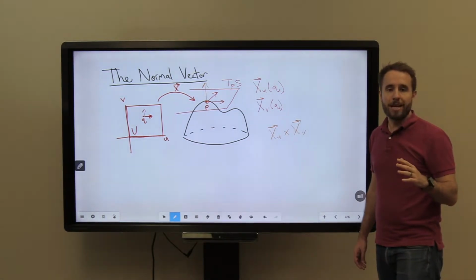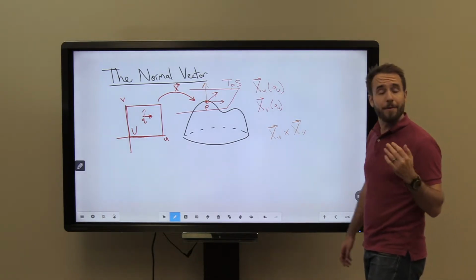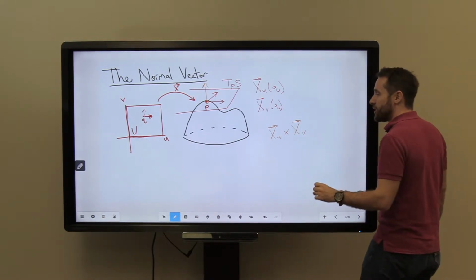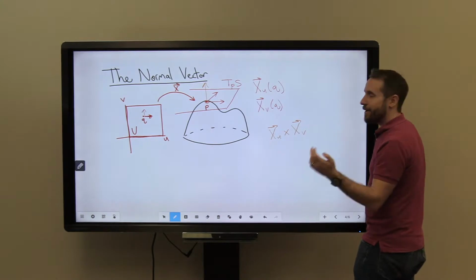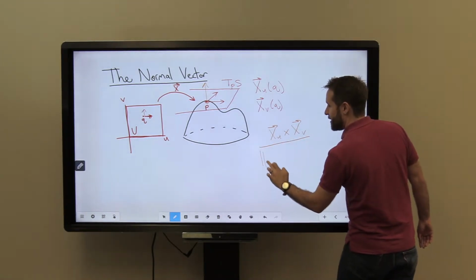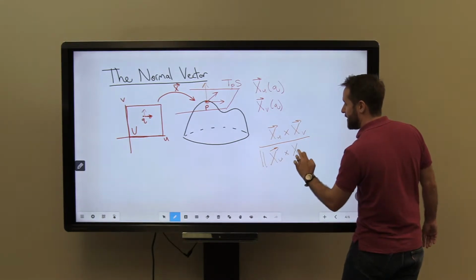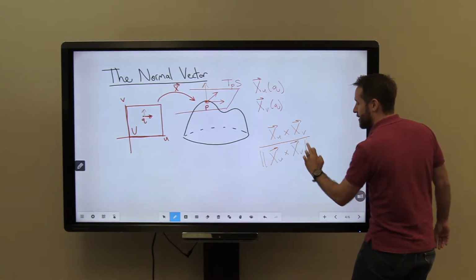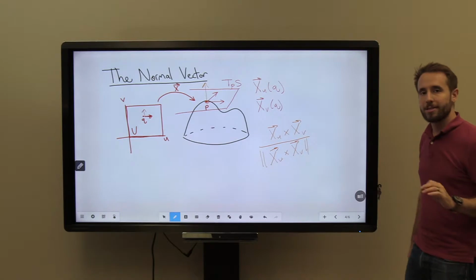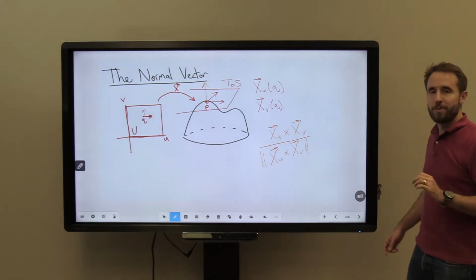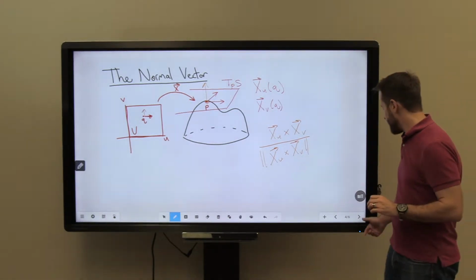And if we want to create a unit normal vector, which we're often very interested in, we will just take this and then divide by the length. So we'll normalize it. So we'll end up getting this expression here, X sub U cross X sub V divided by the norm of X_u cross X_v. This will give us that perpendicular vector of unit length.